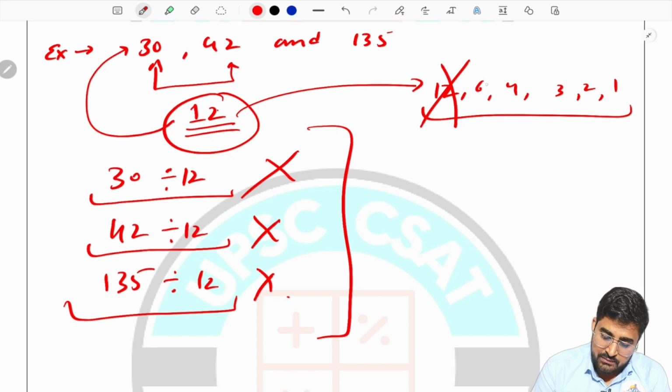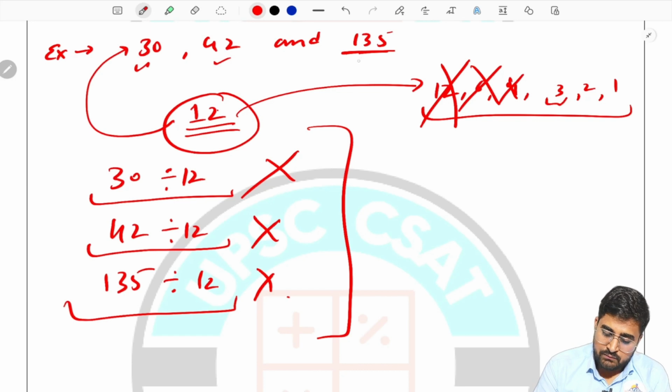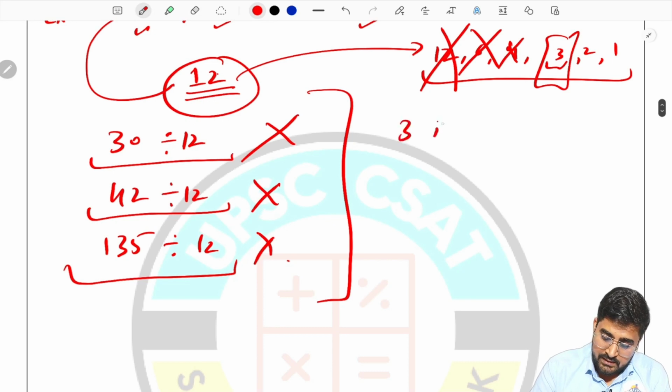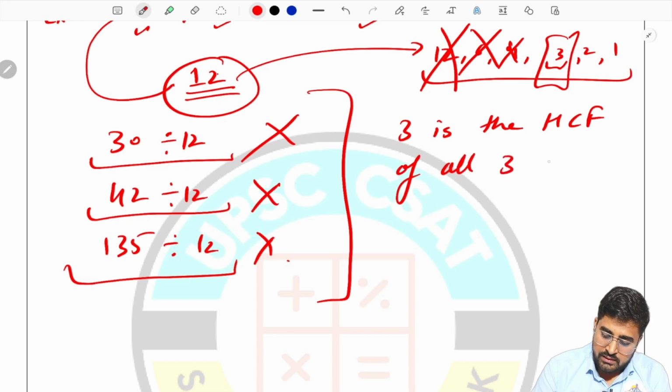Okay. Is 6 able to divide them all? See, 6 fives are 30, and 6 sevens are 42, and no, 6 is not able to divide this one. Okay ji. Now take the 4. 4 will not divide the odd number. Okay ji. Let's take 3. Yes, yes, yes. So 3 is the HCF of all three numbers.